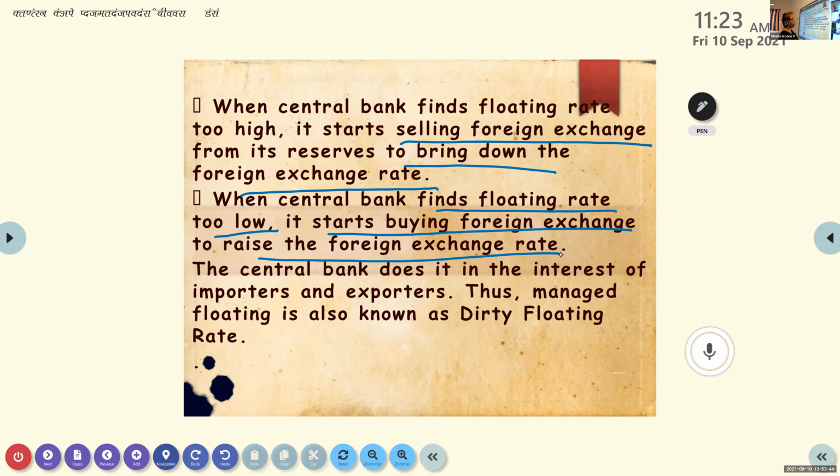Why is the government doing this? This is mainly to protect the importers and the exporters. It has one more name. The managed floating rate is also known as the dirty floating rate.